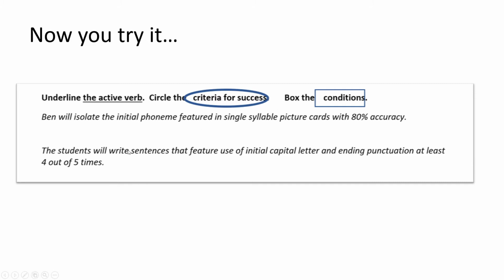In this one, students will write sentences. Write sentences is your active verb. We can see that and measure it. That feature use of initial capital letter and ending punctuation. This is what we're looking for, the conditions. And at least 4 out of 5 times is your criteria for success.